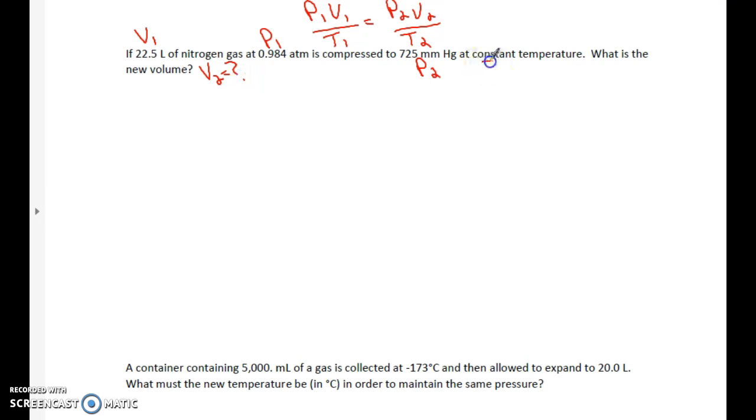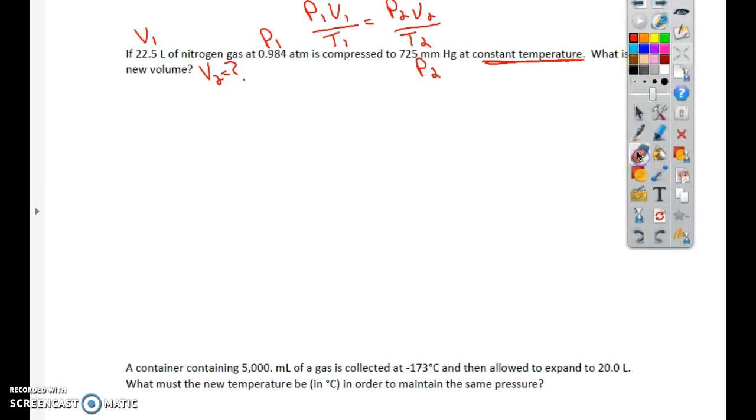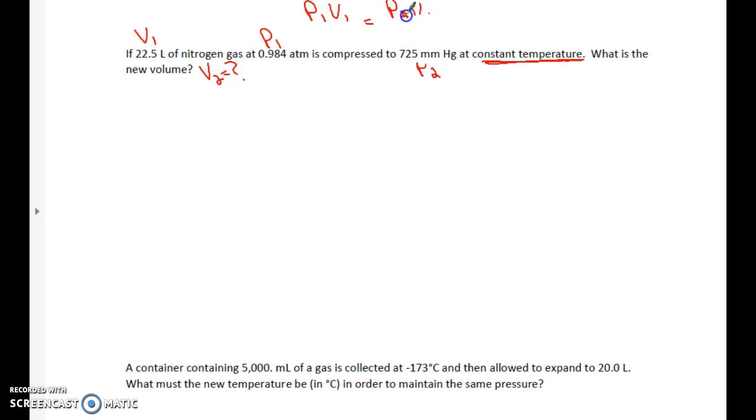Now, one of the key things here is it says at constant temperature. So what that means is with this overall equation, we can basically take out the temperature and we're left with the equation we want, which is P1 V1 equals P2 V2. Now that goes along with Boyle's law. So I'm going to rewrite it down here. P1 V1 equals P2 V2.